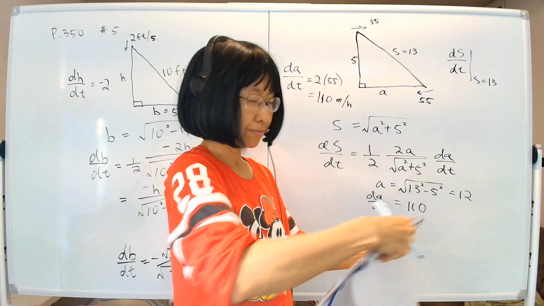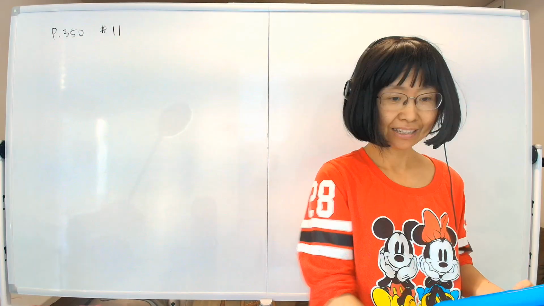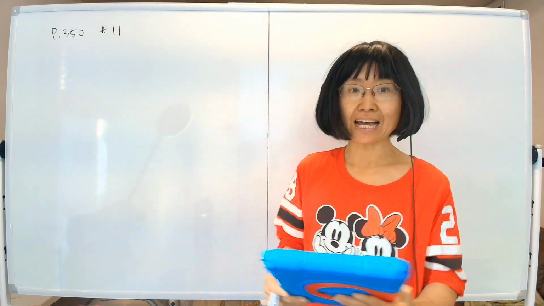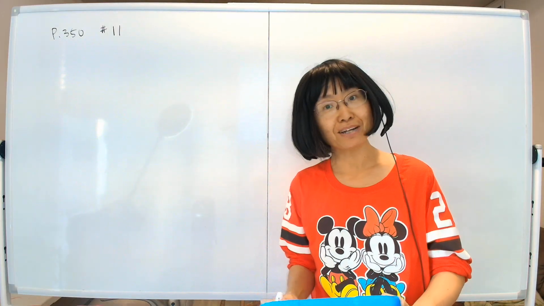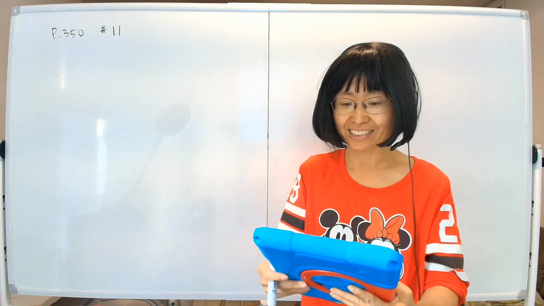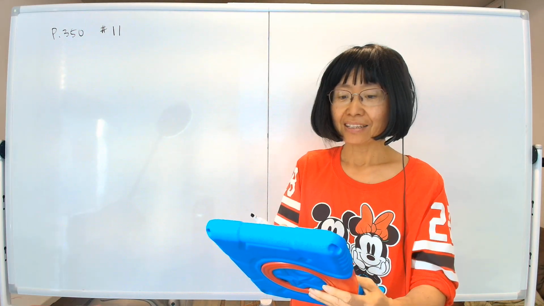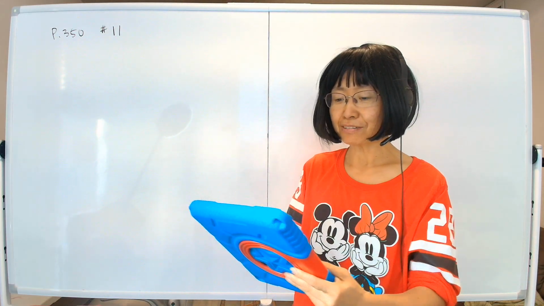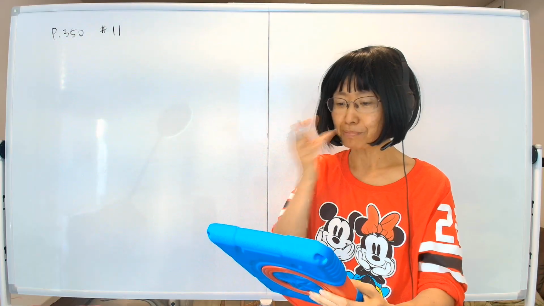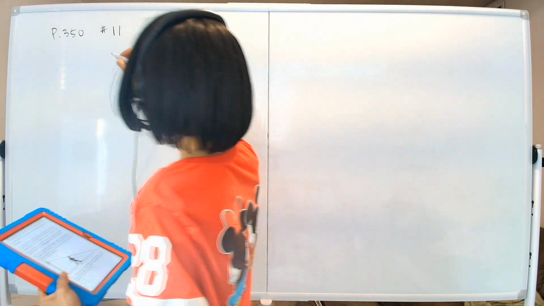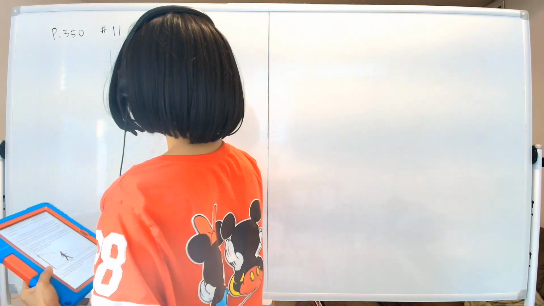Next, let me clean off the board. Next, let's look at problem number 11. Problem 11 is actually based on problem 10, so we have to do problem 10 first. So it's like 2 problems for the worth of 1 or something. So you have a guy who's 6 foot tall walking away from a 10-foot tall lamp post at the rate of 3 feet per second. So here let's draw a diagram.